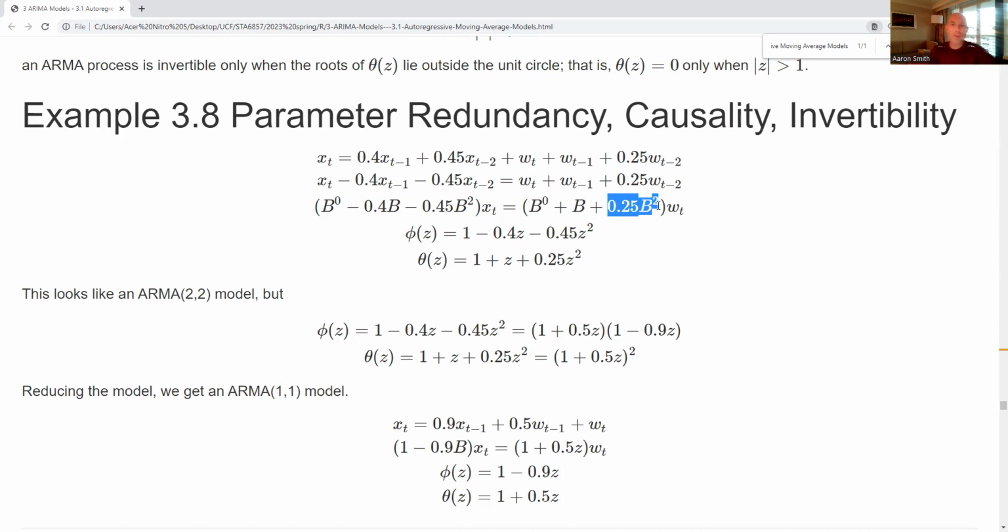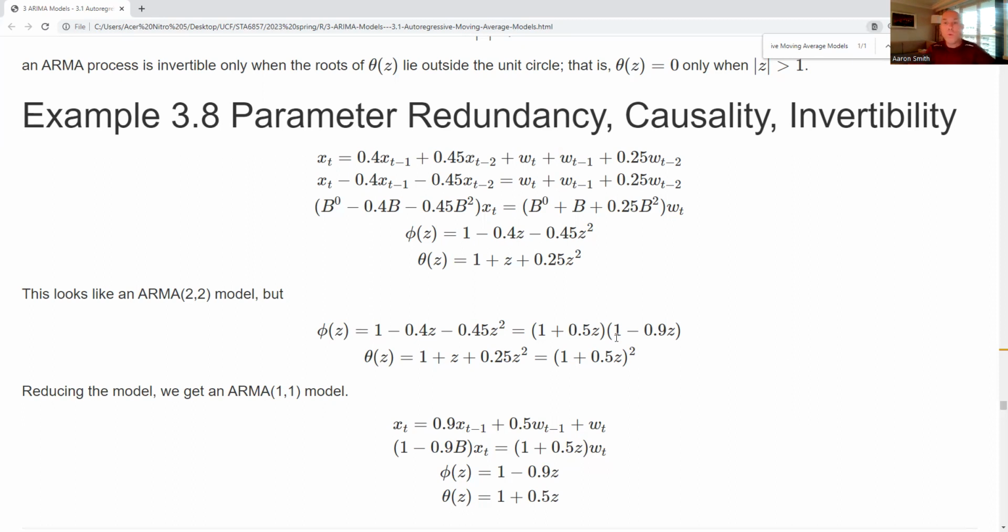I'm going to factor this. All right, so I go ahead and factor, and I see that phi is equal to 1 plus a half times z times 1 minus 0.9z. And I notice that the right-hand side, theta, is equal to 1 plus a half times z squared. And I realize that we have a common factor for these two polynomials. So I know immediately that I have redundancy going on. This is not the best model for me to be working with. So what I want to do is just simplify it.